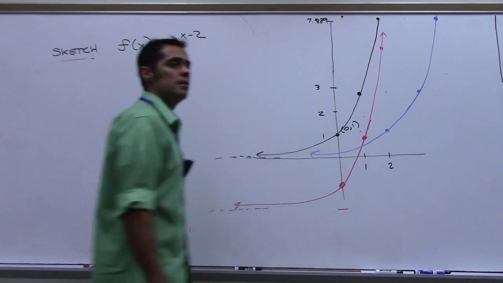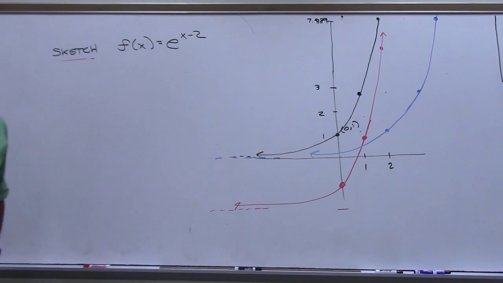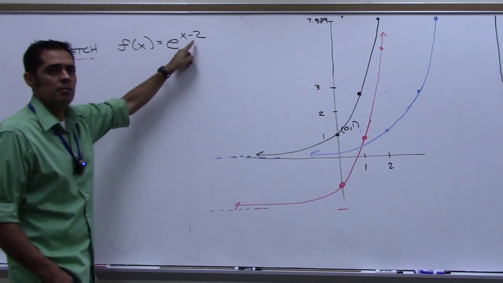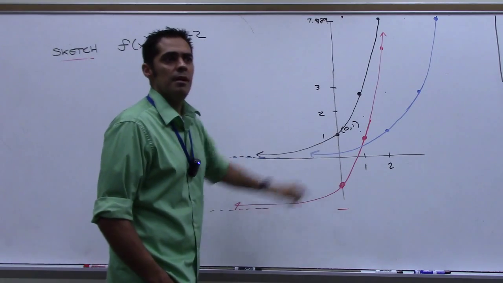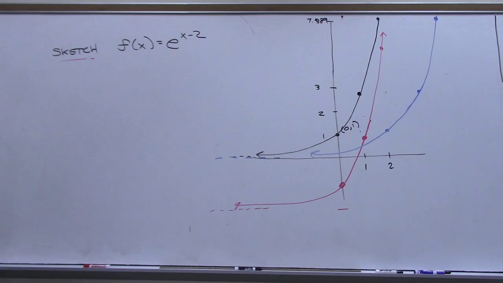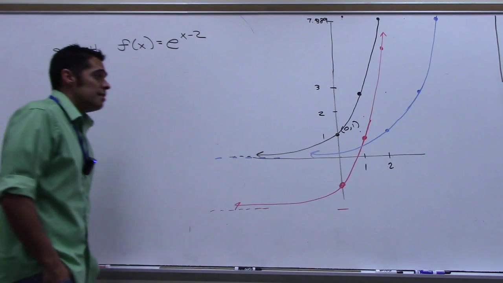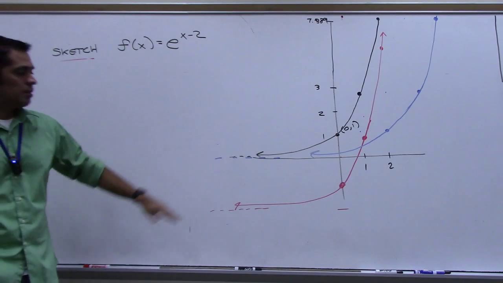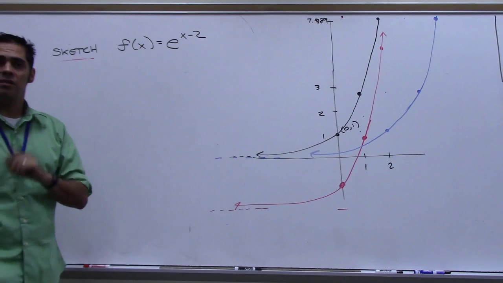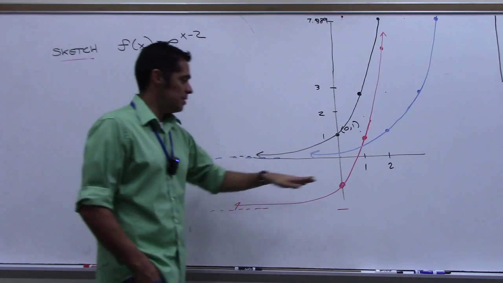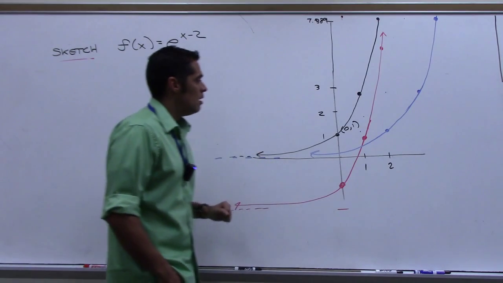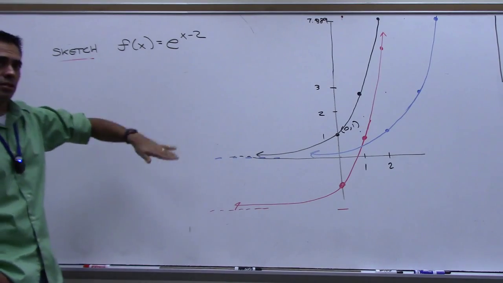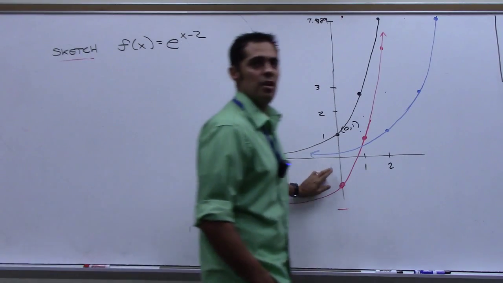You could easily plug 0 in for x, right? Plug in 0, you get what? E to the negative 2. And that would be your y-intercept. Now, I didn't ask this, but on the red one, has your domain changed? No. Has your range changed? Yes. Your y-intercept has changed. On the blue one, has your domain changed? Has your range changed? No. Y-intercept has changed, though, right?